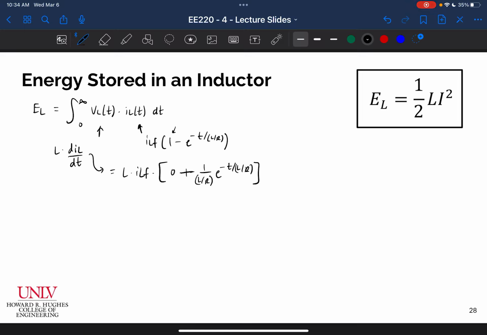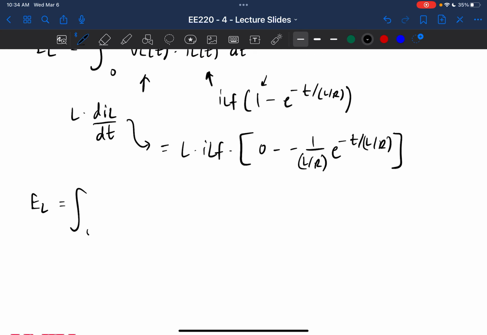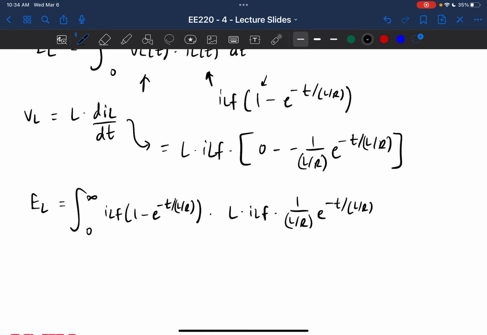I can add these together because those two negatives make a plus, and so what I actually end up with is that EL, the energy stored in the inductor, is the integral from 0 to infinity of ILF times 1 minus e to the minus t over L over R, multiplied by this derivative that I just found, which is the voltage. This is the voltage. This was the current right here. The voltage is L times ILF times 1 over L over R, e to the minus t over L over R.